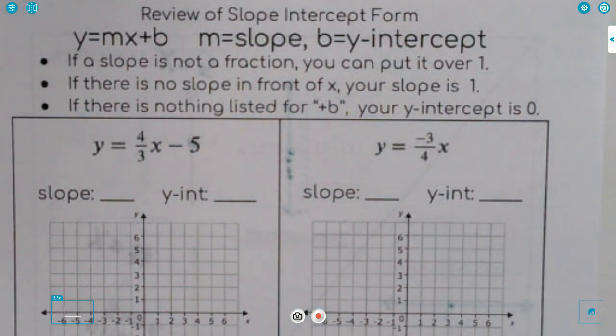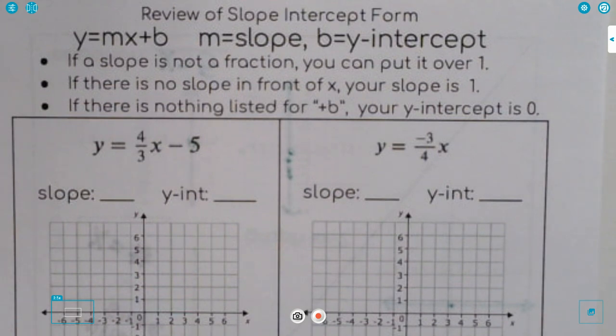Your equation is y equals mx plus b. M is your slope. B is your y-intercept. If your slope is not a fraction, you can make it a fraction by putting it over 1. If there's not a number in front of x, your slope is 1. And then if there's nothing listed for the plus b, your y-intercept is 0.